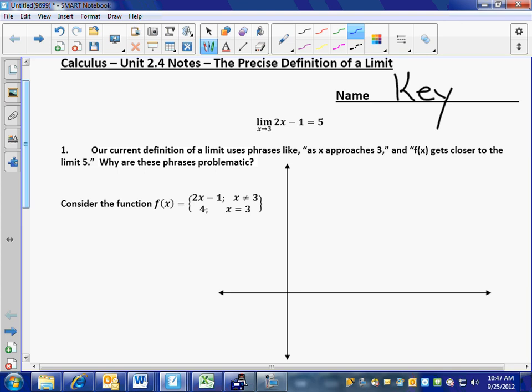What if I were to graph this, 2x minus 1? What does it look like? It's a line. Are there any gaps in it? No. And so it would be pretty easy to just look at it and say, well, obviously, it's going to be 5. In mathematics, we never assume that we can say things like that. It's never, well, obviously, it's just going to be. We have to have a way to prove it.